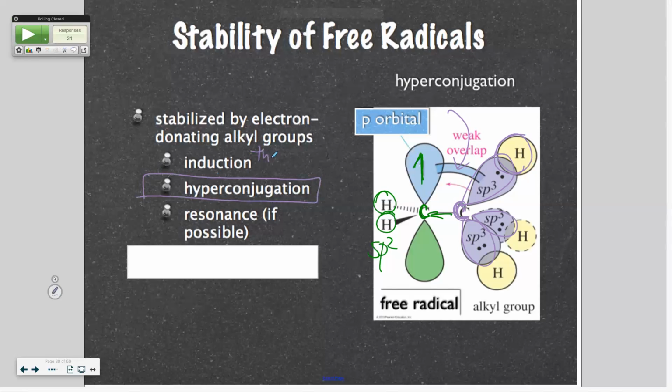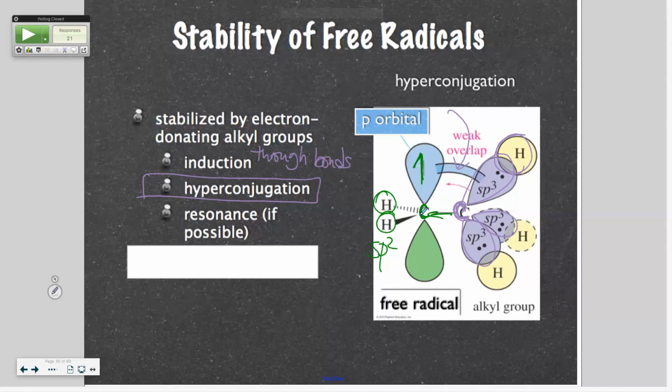Induction is through the bonds. We talked about induction back when we were talking about why things are more acidic than others, and we talked about electronegativity. This is similar to that, except we're donating electron density through the bond to this carbon, to help stabilize that free little electron. So induction is through the bonds. Hyperconjugation is next door through space.